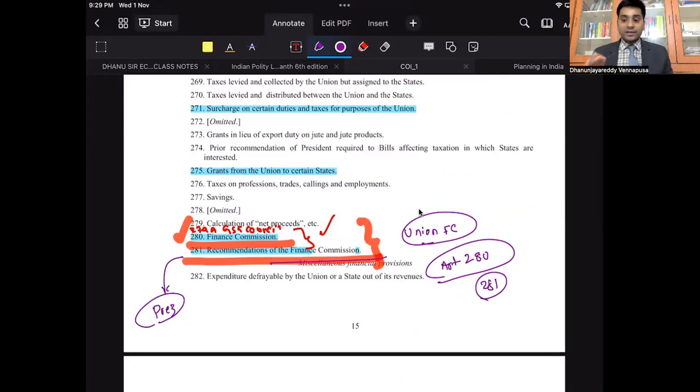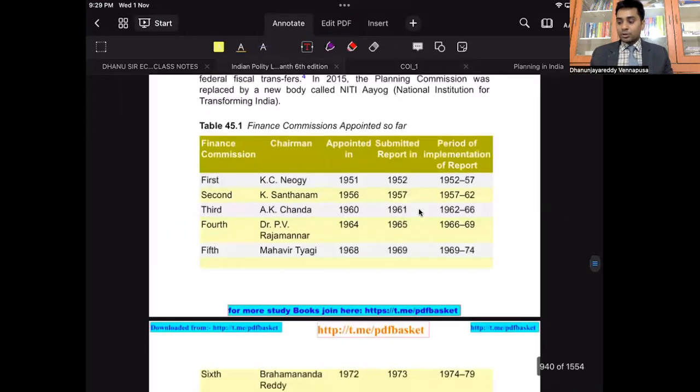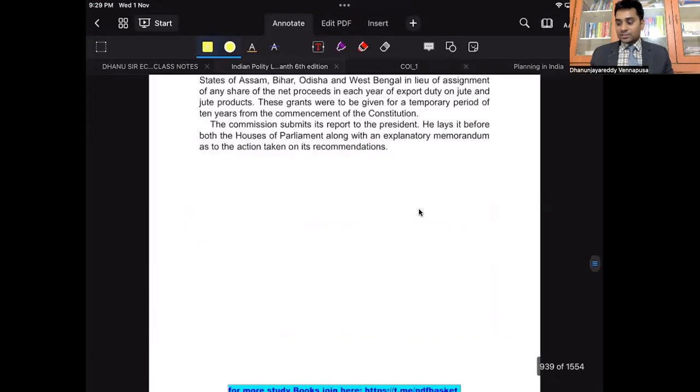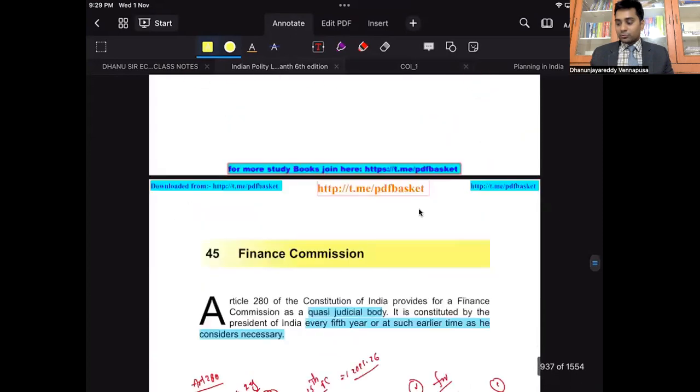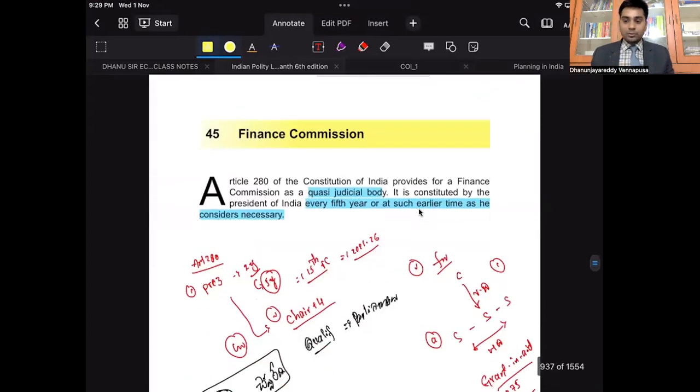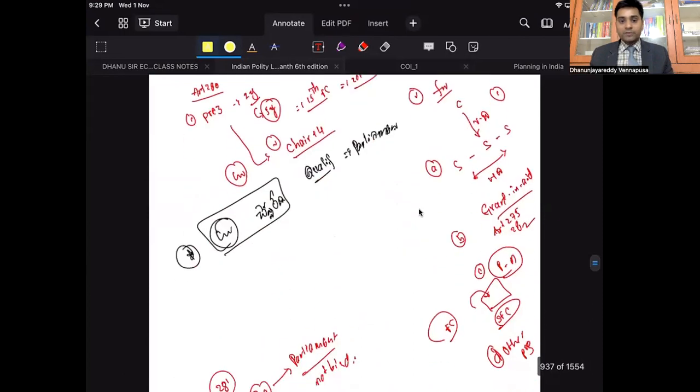The rest of the things, the practical data on the Finance Commission, you have to study from the Lakshmikant book. So this is about the chapter of Finance Commission. Please have a look at what you have to go through. It is a constitutional body. Just now we have seen Article 280 and 281.